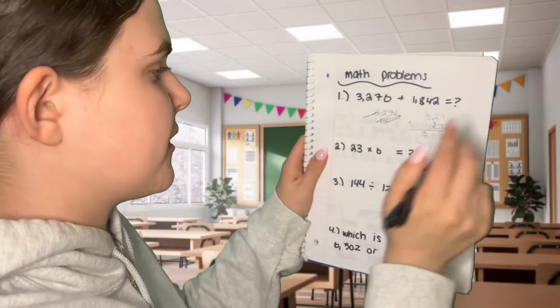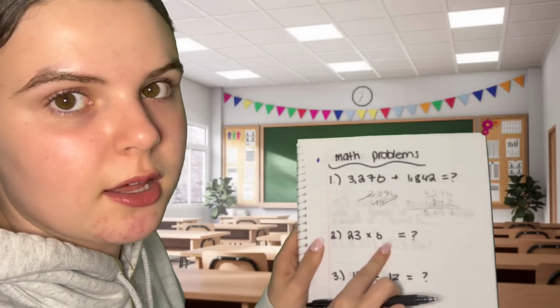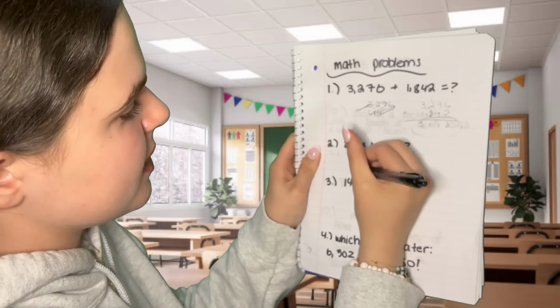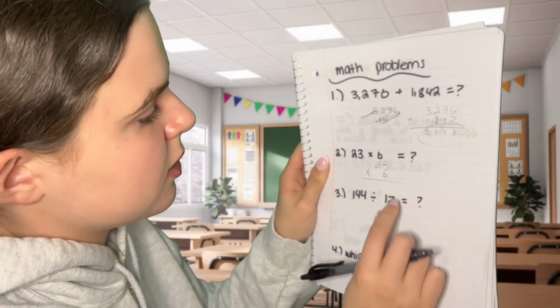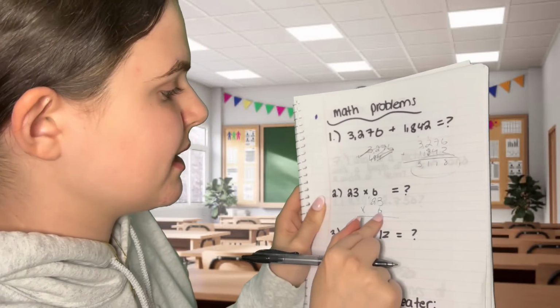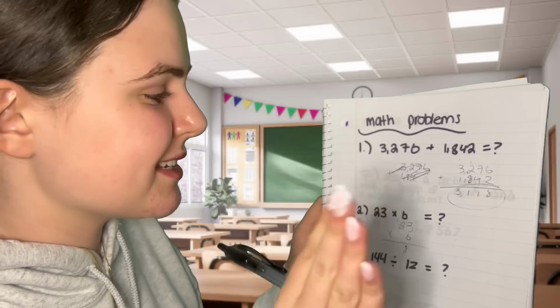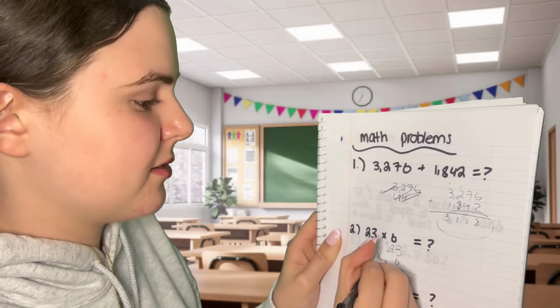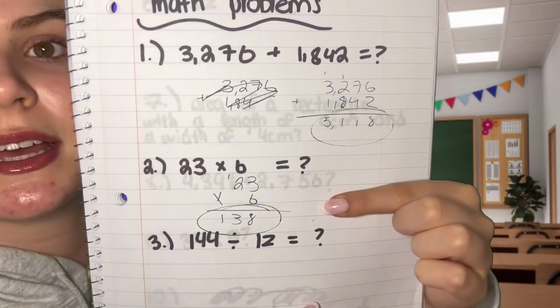Okay, so the next problem is 23 times 6. So do you struggle with multiplication a lot? That's okay, so we're going to go like this. Okay, so what's 6 times 3? 18. 6 times 2 plus 1. 138.